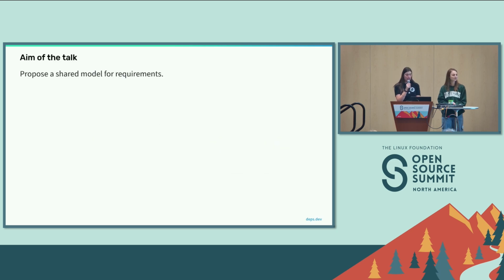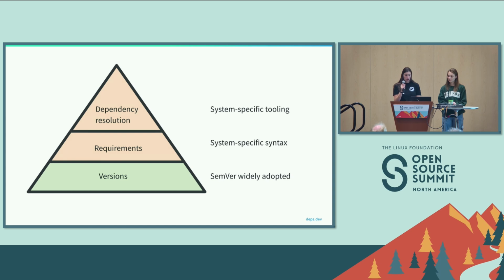So in this talk, we're aiming to propose an ecosystem agnostic way of thinking and reasoning about requirements, because we think that even though there are many different syntaxes, they all strive to represent the same thing. So instead of thinking about requirements in a system-specific way, we could have a shared model and language for thinking and reasoning about requirements. And if requirements aren't system-specific, the tools we build upon requirements also don't need to be system-specific either. So we can have shared ways of tackling dependency resolution, shared ways of dealing with vulnerabilities, and shared update policies.